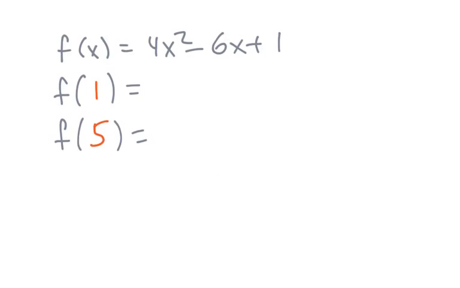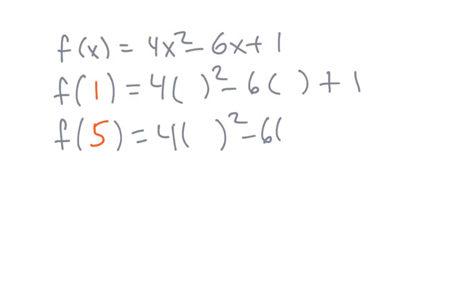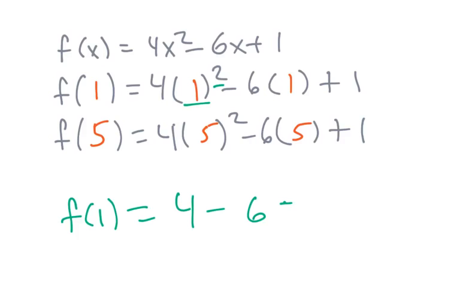So let's do that. If we're given this function, we're just going to plug in 1, and then we're going to plug in 5, and solve. For the first one, you do 1 squared first because you follow PEMDAS, that's 1. 1 times 4 is 4. So f of 1 is going to equal 4 minus 6 times 1, which is 6, plus 1. This is going to give me negative 2 plus 1, which is negative 1.